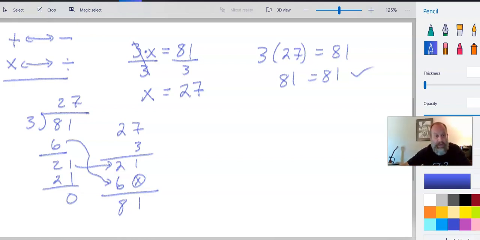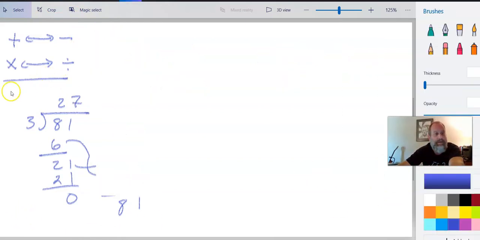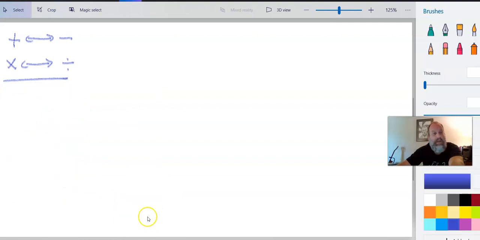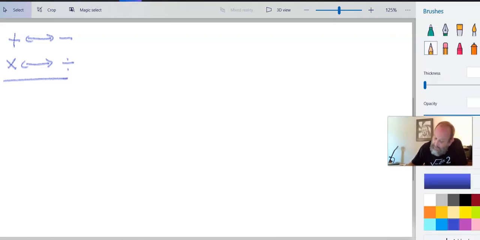Now I want to give you guys something to play with. So let's do 3 examples this time. So we'll look at each one of these separately. I'm going to box that out of the way.